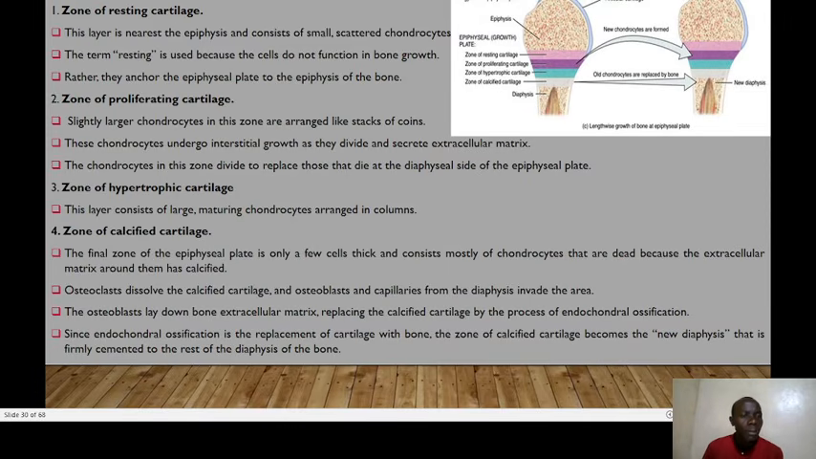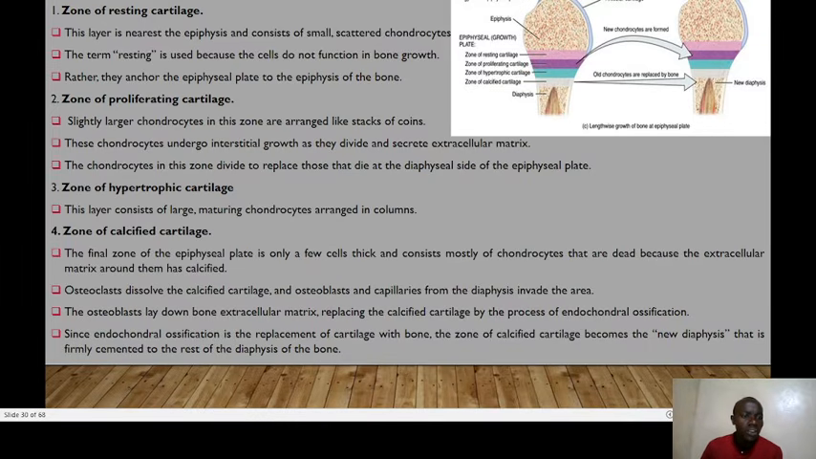Zone of proliferating cartilage. This one has slightly larger chondrocytes, arranged like stacks of coins. These chondrocytes undergo interstitial growth as they divide and secrete extracellular matrix. The chondrocytes in this zone divide to replace those that die at the diaphyseal side of the epiphyseal plate. Zone of hypertrophic cartilage. This layer consists of large maturing chondrocytes arranged in columns.